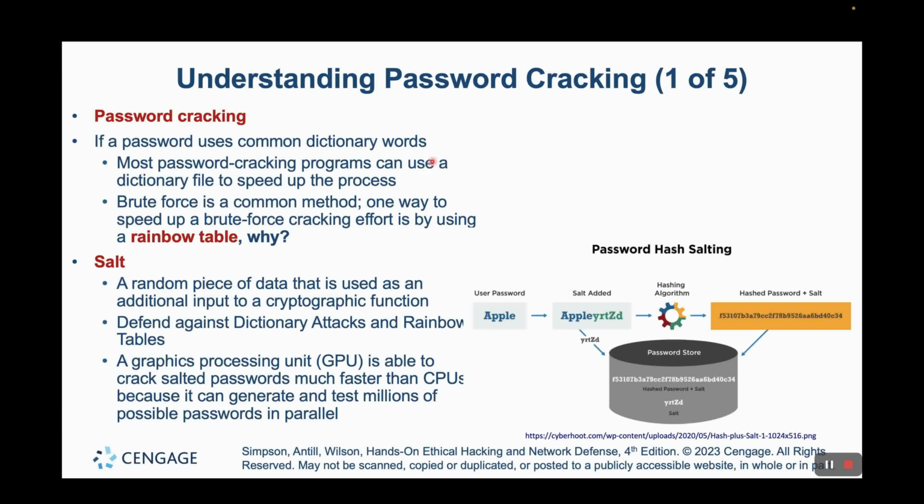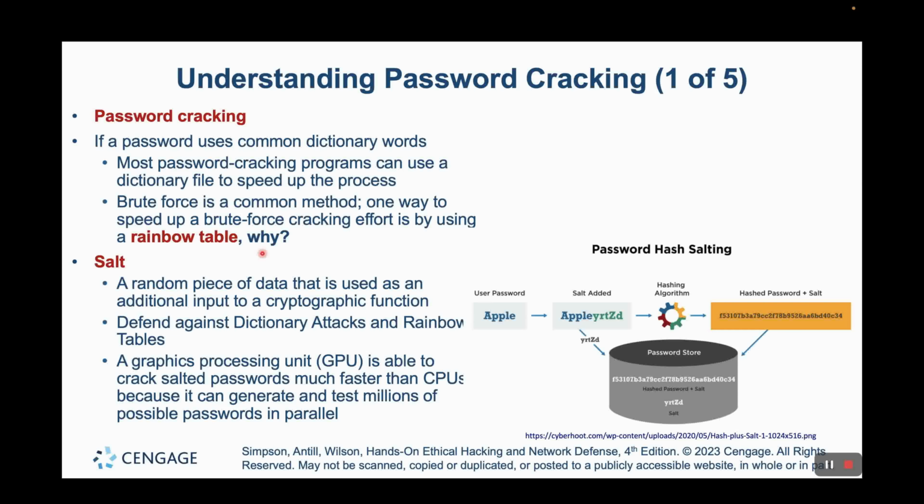Now let's talk a bit about password cracking. If a password uses common dictionary words, basically, it's not really that difficult for password cracking programs to crack the password in no time. Brute force is a common method, by the way. One way to speed up the brute force cracking efforts is by using a rainbow table. Why? See, a rainbow table is basically a database that is used to gain authentication by cracking the password hash.